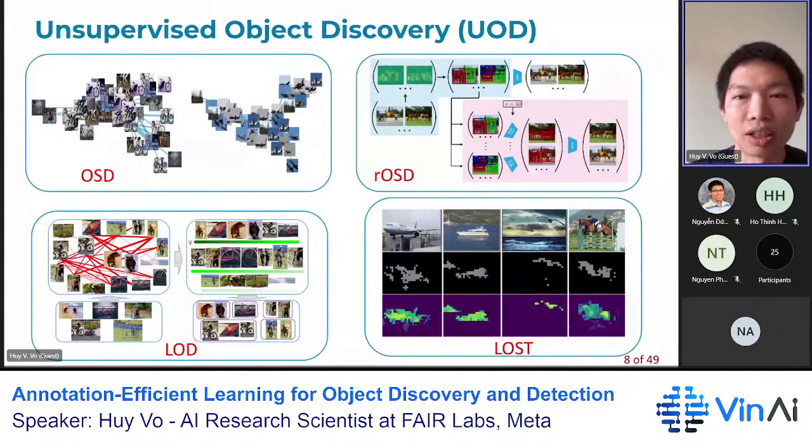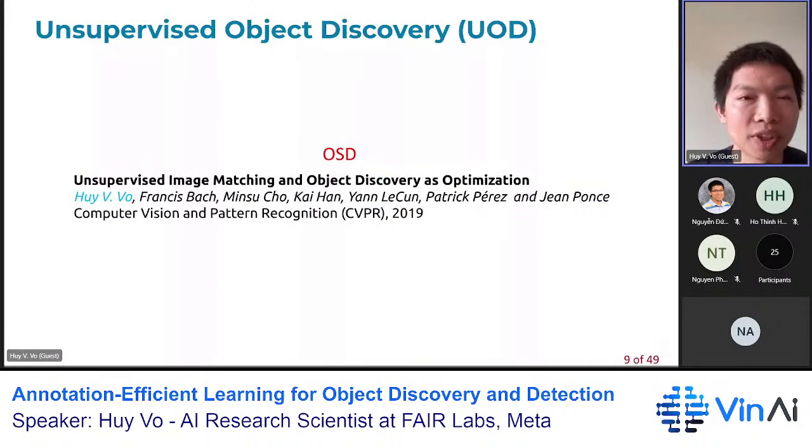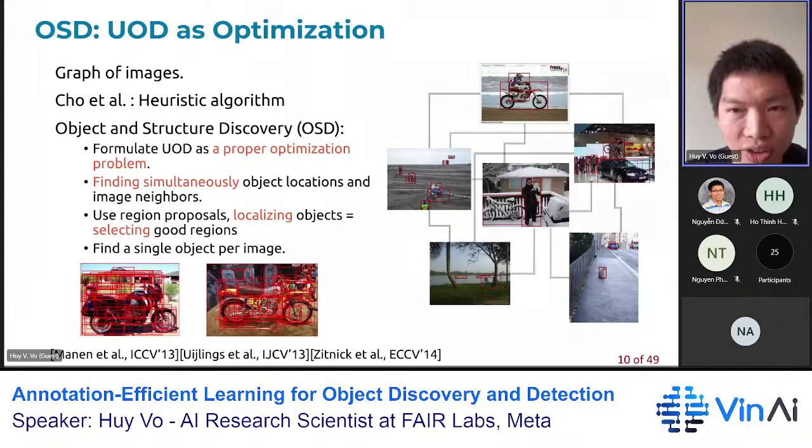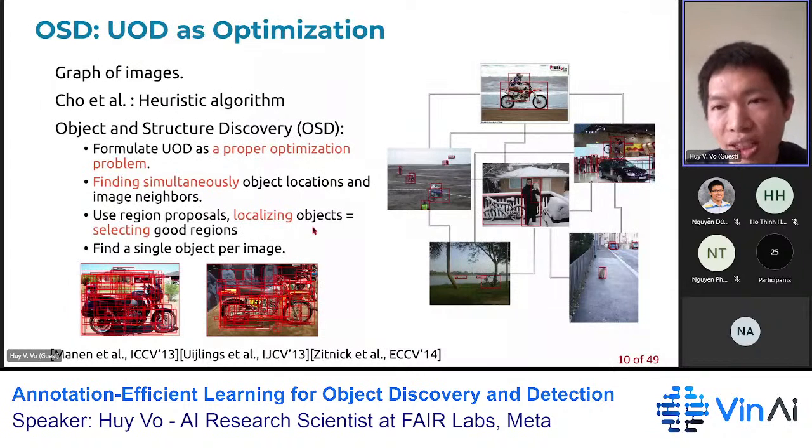So let's first discuss OSD. This work was published at CVPR 2019. OSD is built on the previous work of Cho and collaborators, in which they suppose that for any image collection, there is an underlying graph structure where images are nodes, and there is an edge between images if they contain similar objects. An example of the graph is shown on the right here, where we see that images of people are connected together, images of cats are connected together, but images that do not contain similar objects are not connected.